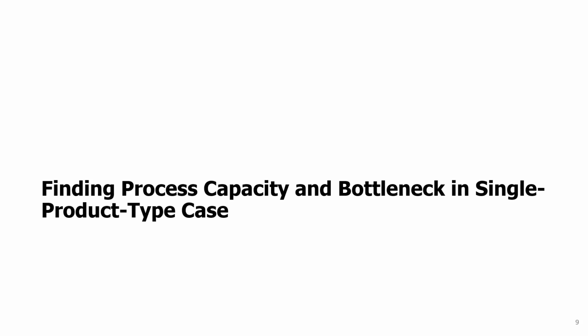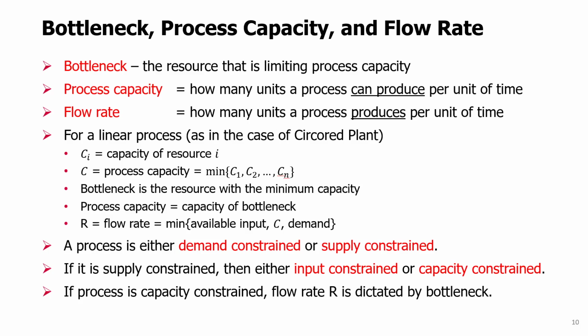Finding process capacity and bottleneck in a single product type case. We have considered the Circored plant process or facility. We have created a process flow diagram, and now we would like to analyze this process and find out what its capacity is and what is the bottleneck.